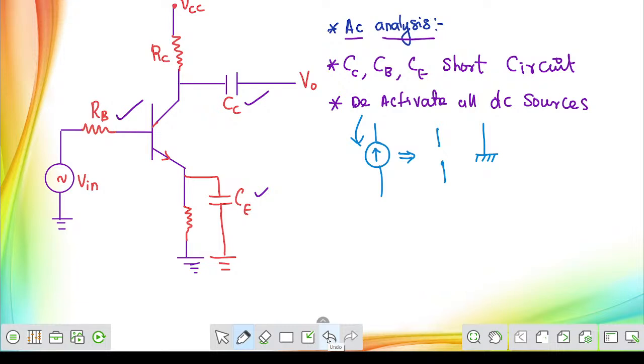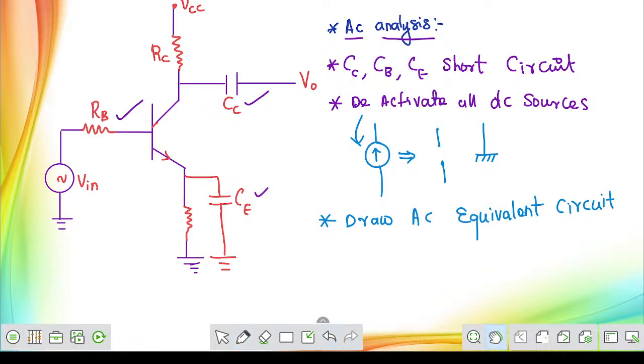Now if you observe our circuit, let us start. This is the second step. After that, draw the AC equivalent circuit. Once you have done that, then everything will be fine. Done, sir. So let's continue.